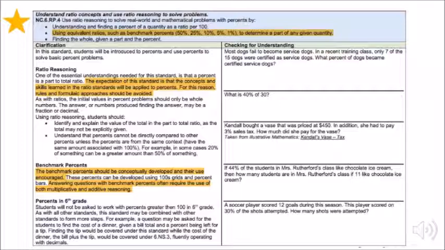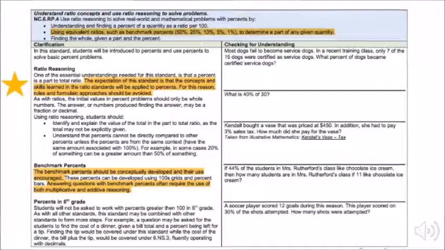Use ratio reasoning to solve real-world and mathematical problems with percents by using equivalent ratios such as benchmark percents to determine a part of any given quantity. This standard is the first time that students will be exposed to percents. The focus of this video is on introducing benchmark percents and teaching students how to use these percents to calculate the percent of a number when given the whole amount.